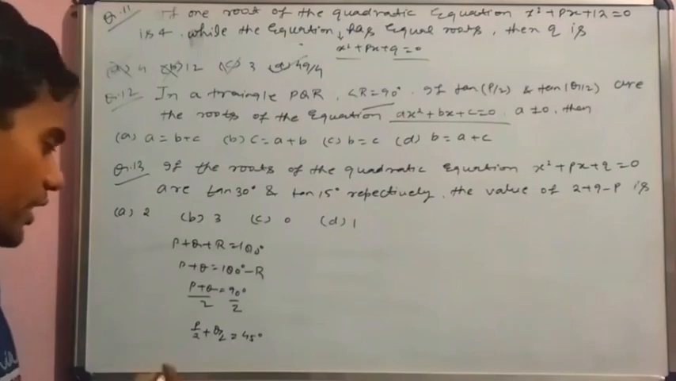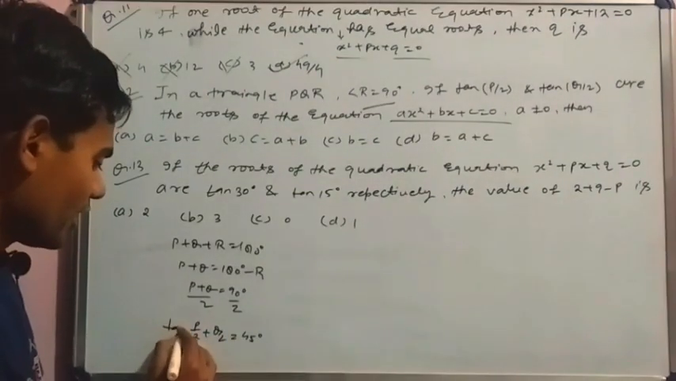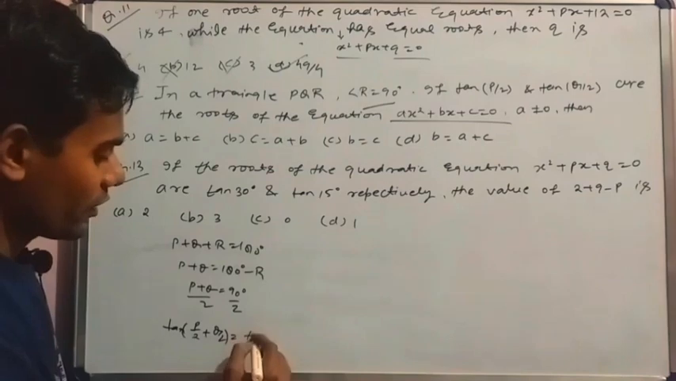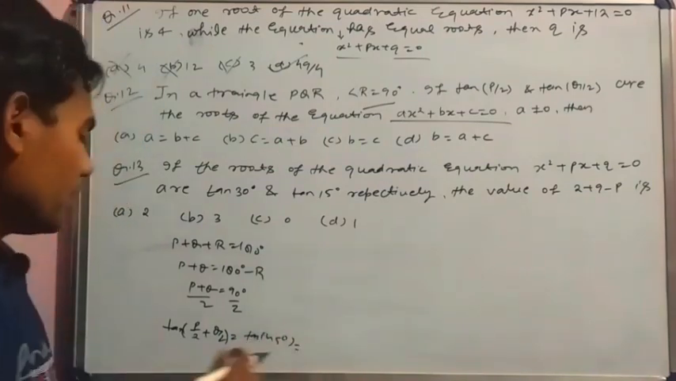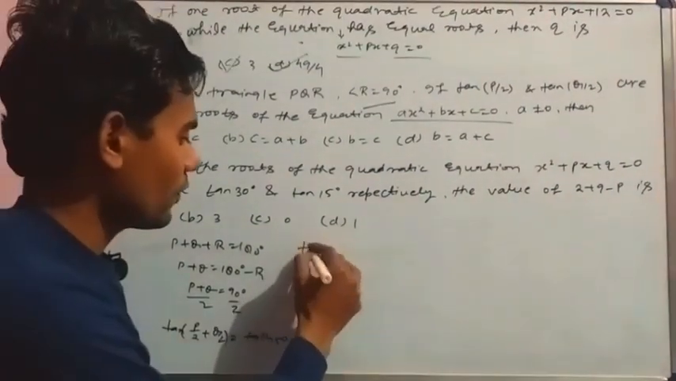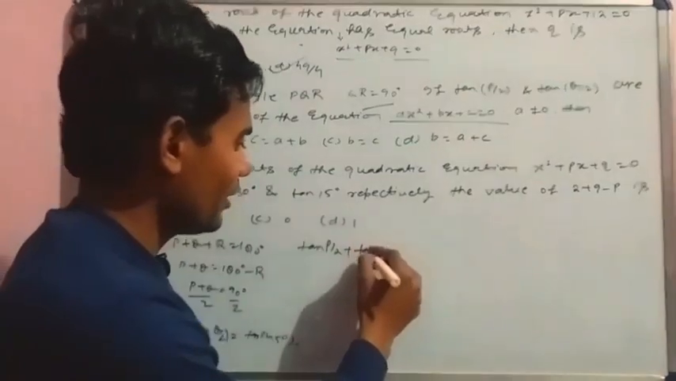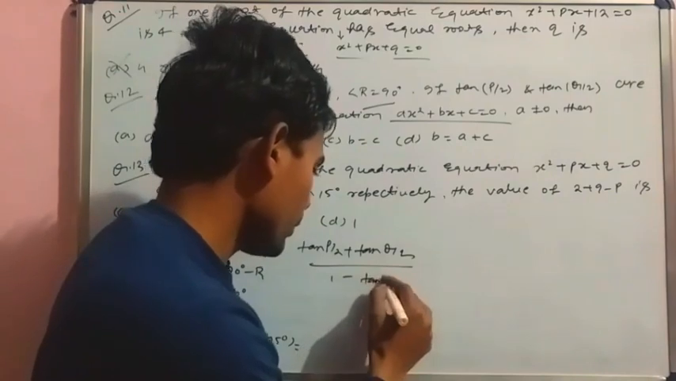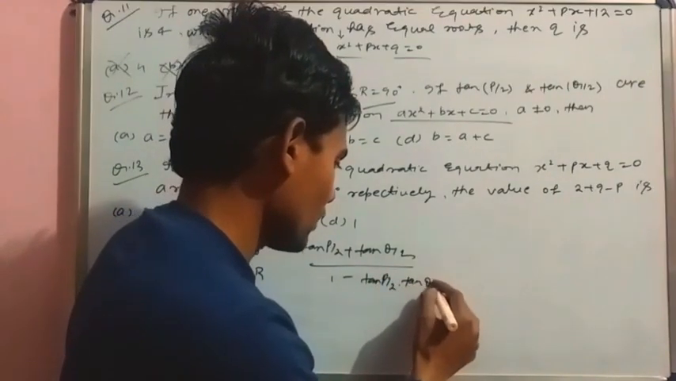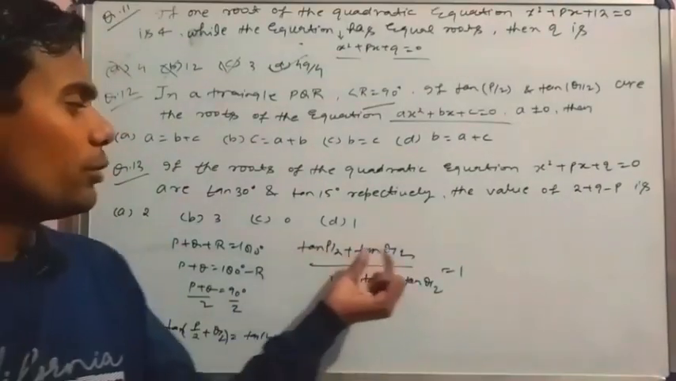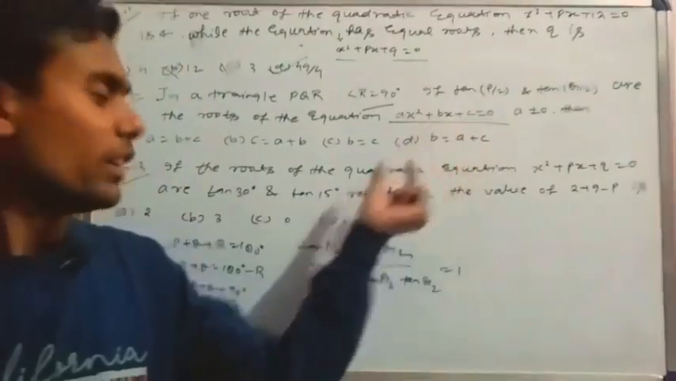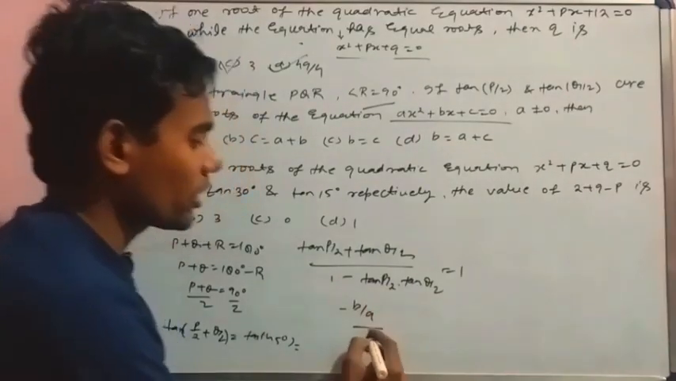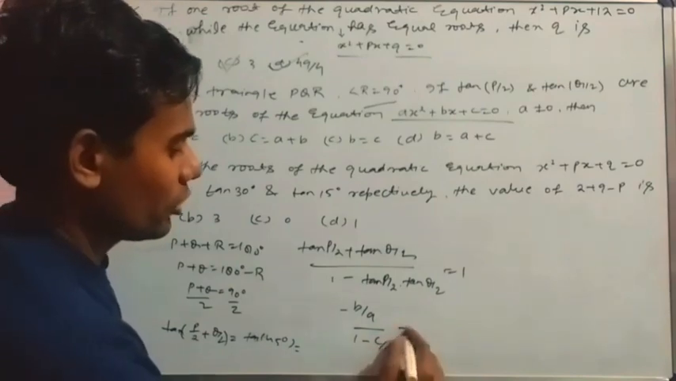If we take tan on both sides, tan of (P by 2 plus Q by 2) is equal to tan 45 degrees, and tan 45 degrees is equal to 1. If we open the formula, tan(A plus B) is equal to tan P by 2 plus tan Q by 2 divided by 1 minus tan P by 2 tan Q by 2, which is equal to 1. If tan P by 2 and tan Q by 2 are the roots of this quadratic equation, then the sum of the roots is minus b by a, and the product of the roots is c divided by a.